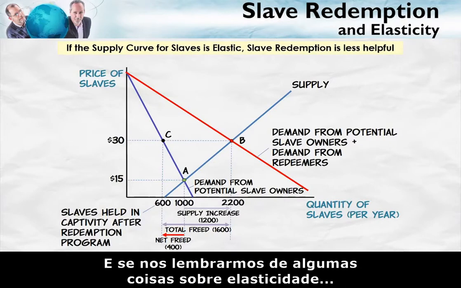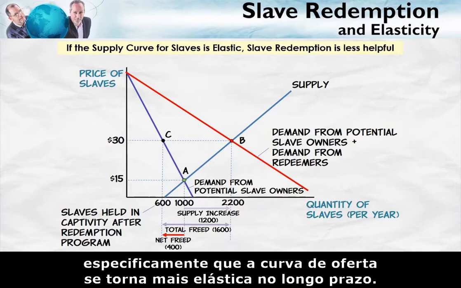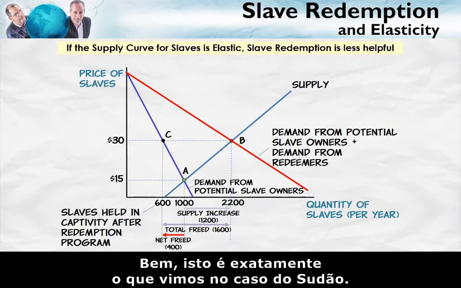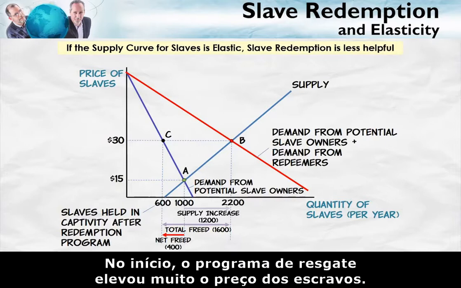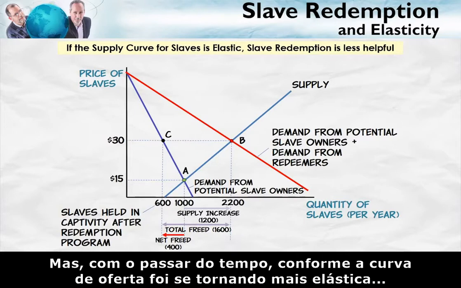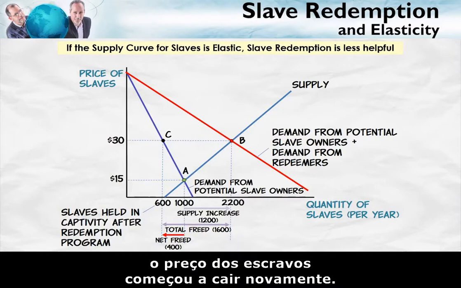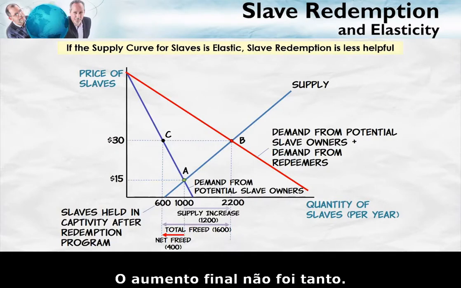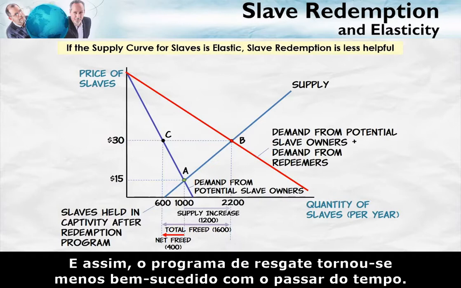And if we remember some of the facts about elasticity, in particular, remember supply curves get more elastic in the long run. Well, that's exactly what we saw in the case in the Sudan. At the beginning, the redemption program increased the price of slaves a lot, but as the supply curve became more elastic over time, the price of slaves began to fall back down again, was not increased by as much. And thus, this redemption program became less successful over time.